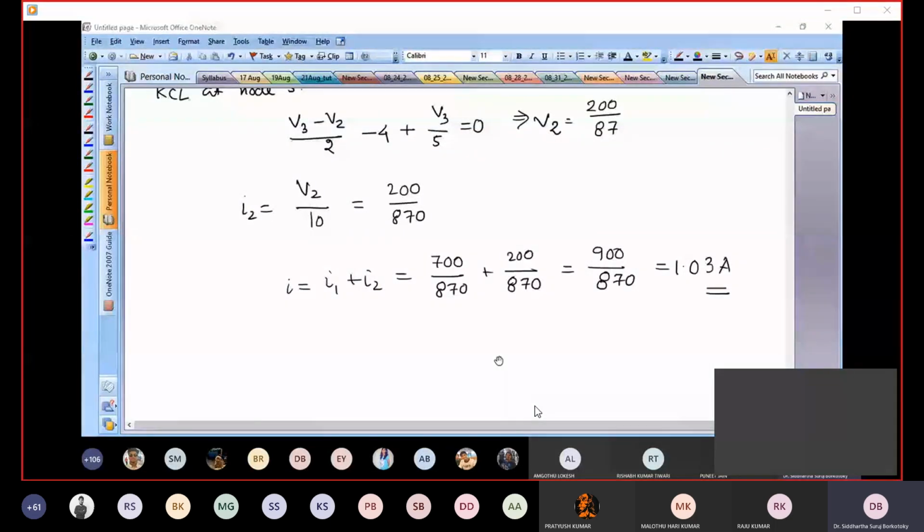Question number 4 is again use superposition to find some current. We did the superposition previously for a circuit with only independent sources. Now in question number 4, we have a circuit that has both independent and dependent sources. So we want to find the current using superposition. Let's go to question number 4.